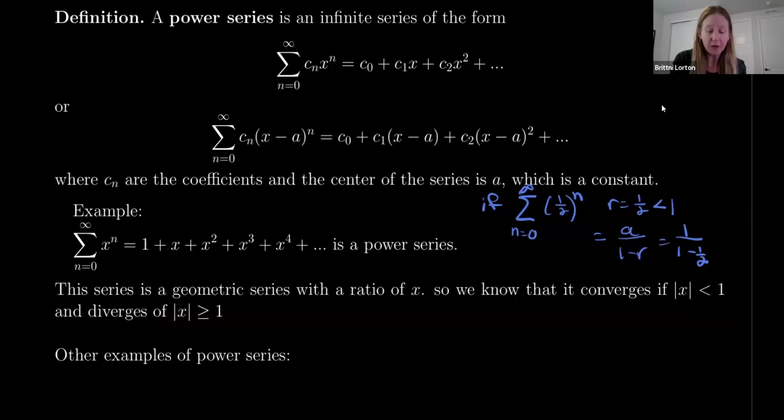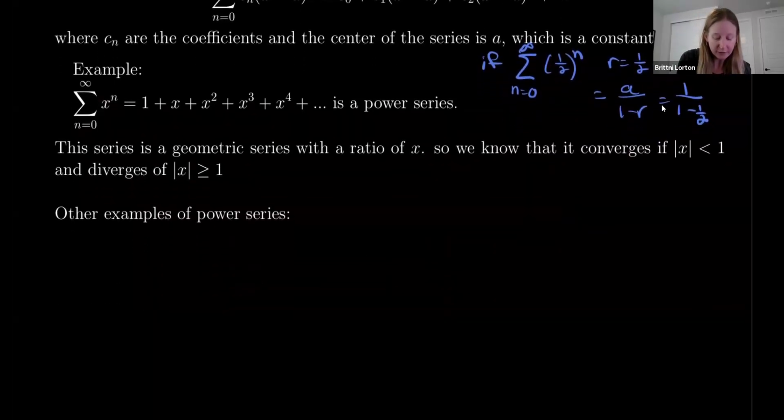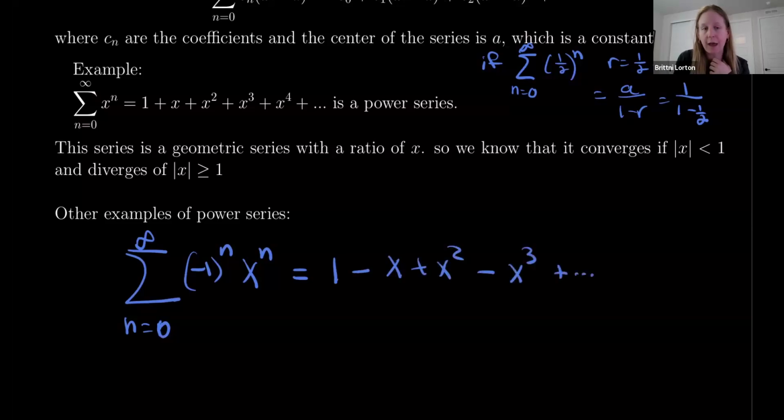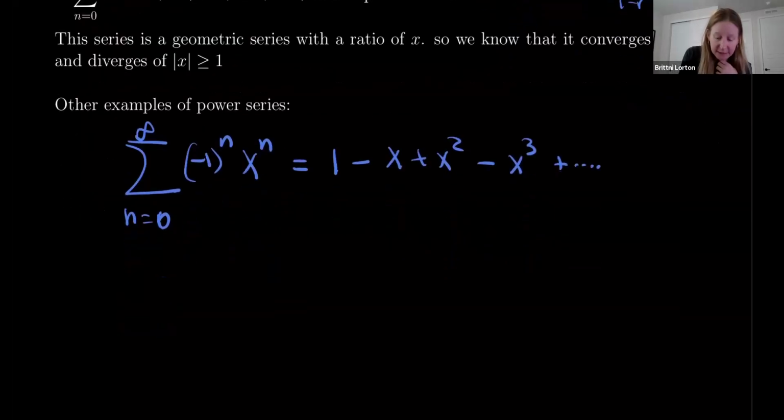So there are, of course, other examples of power series. I could have the sum from n equals 1 to infinity of, let's say, -1 to the power of n times x to the n. I could make this an alternating series. If I started it off at 0, let's say I would get 1, and then -x, and then plus x squared, and then -x cubed, and so on. That is another power series.